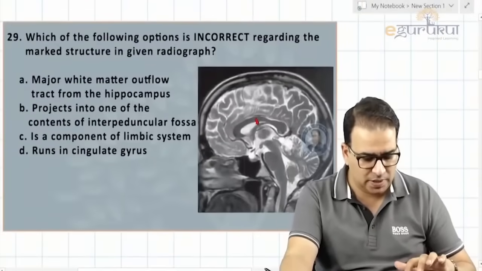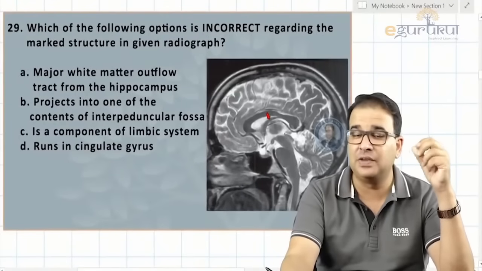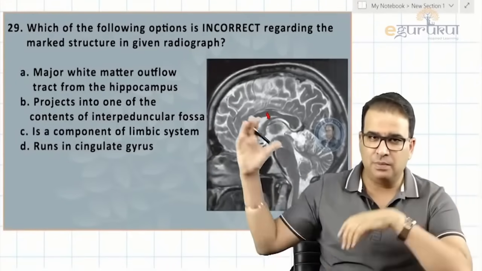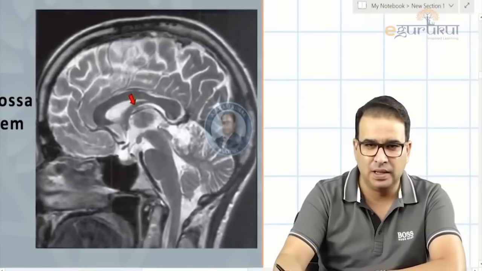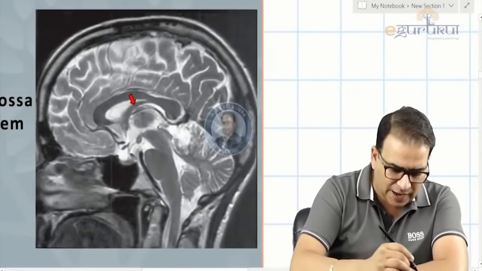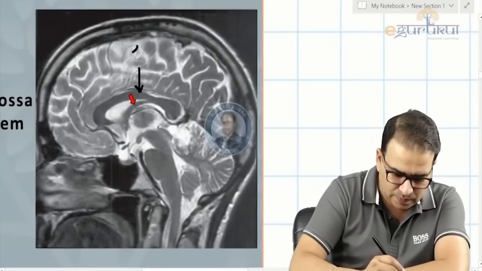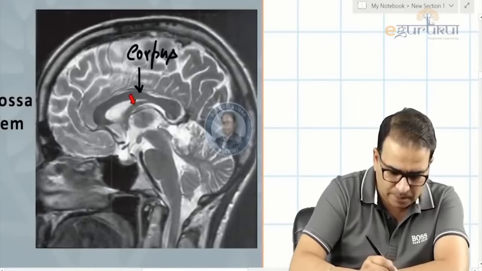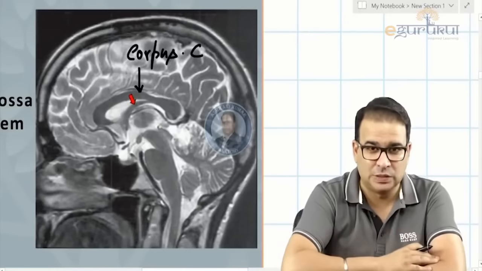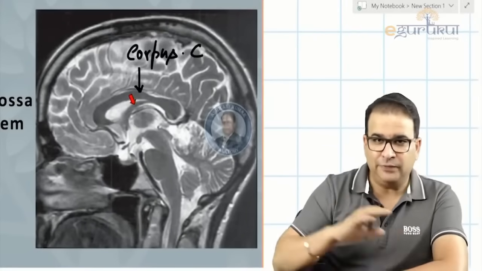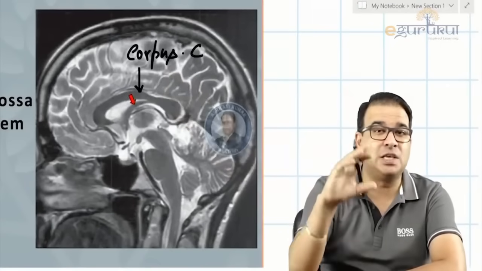Next in line, question number 29. Guys, question number 29 says, which of the following options is incorrect regarding the marked structure in the given radiograph? Before going to the options, let's look closely at this radiograph and see what exactly is marked over there. I hope you can easily identify the corpus callosum. This is the corpus callosum. The white matter bundle marked here is basically passing below the corpus callosum. If the white matter bundle above the corpus callosum, in the cingulate gyrus, was marked, that would have been the cingulum fibers, right?